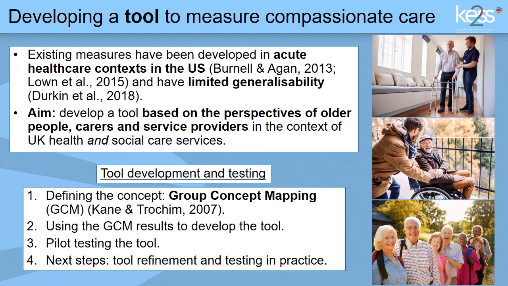The literature suggests that existing measures for compassionate care have mainly been developed in the context of acute healthcare settings in the United States. A review of these measures suggests that they are limited and may not generalise to other contexts. Due to this gap in the literature, the aim of my project is to develop a tool to measure compassionate care, which is based on the perspectives of older people, carers and service providers in the context of both health and social care services in the UK.